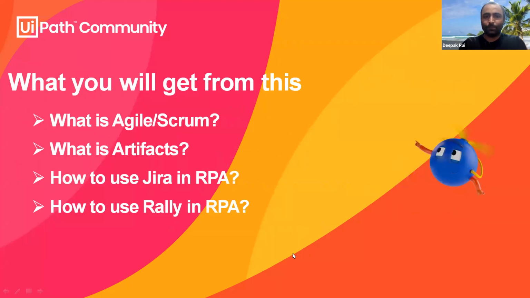So what we will discuss here, I will give a small introduction about Agile and Scrum. I know it is not possible to deliver each and everything about Agile and Scrum, but definitely I will touch base on the important concepts about Agile and Scrum, what artifacts are, and how to use JIRA in RPA and especially Rally in RPA. These two tools are globally established and almost all organizations are using them in the Agile or Scrum methodology. So I will touch base practically so that you can know how you can create different artifacts inside Rally as well as JIRA.